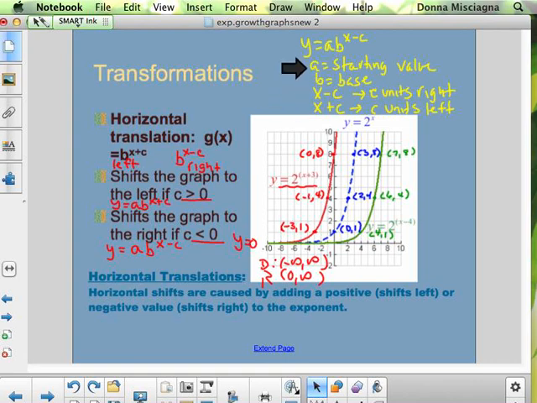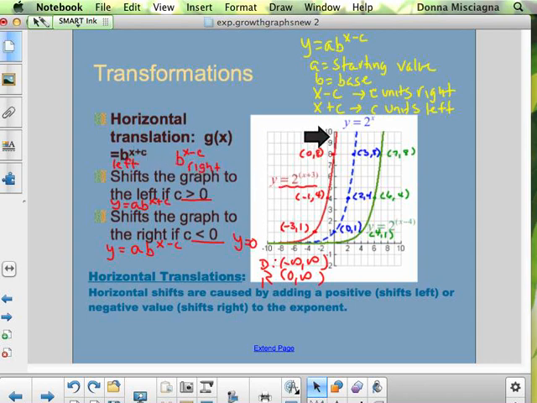This a, the starting value, is also a vertical stretch or compression. Depending on if it's greater than 1, it'd be a stretch. If it's between 0 and 1, it's a compression. All right, so horizontal translations. If you have x plus c, the graph shifts to the left. X minus c, the graph shifts to the right.